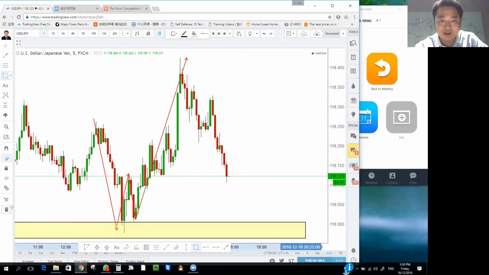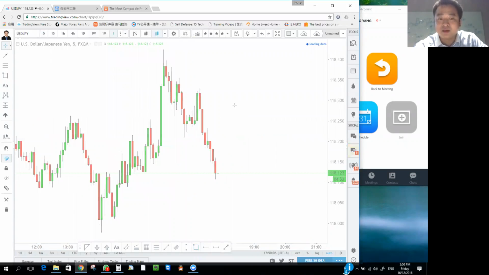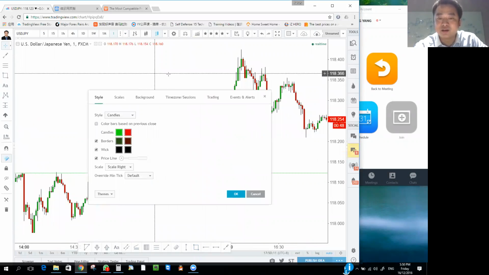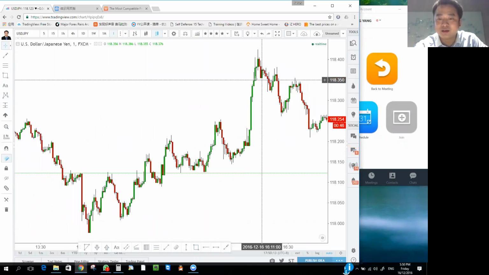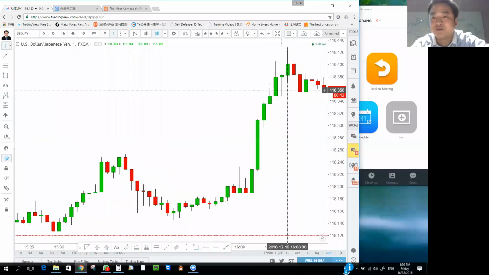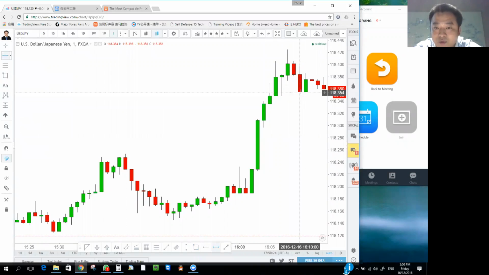Actually, there is a tiny double top. Let's check the 1 minute chart. Guys, see here. We see your first top come here, we see another top, right? And it breaks. The important thing is it breaks down this level.